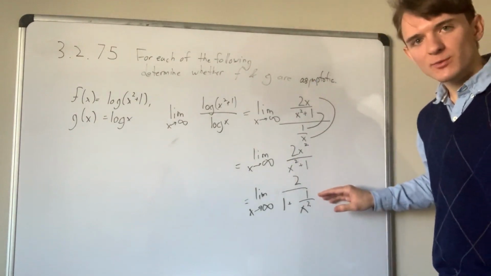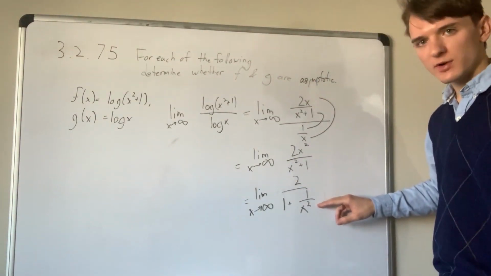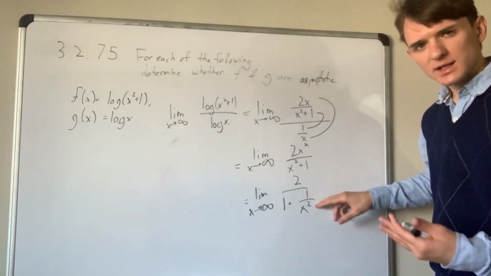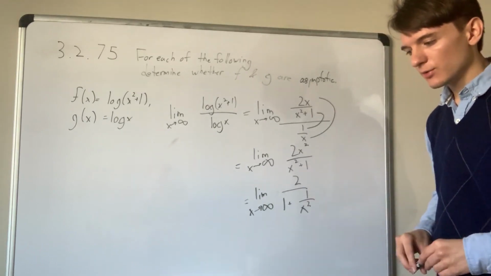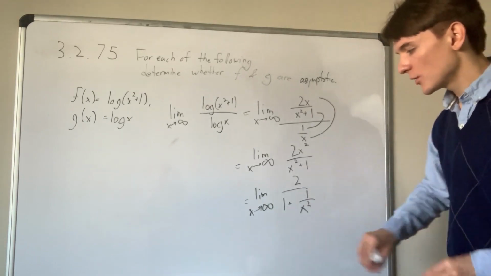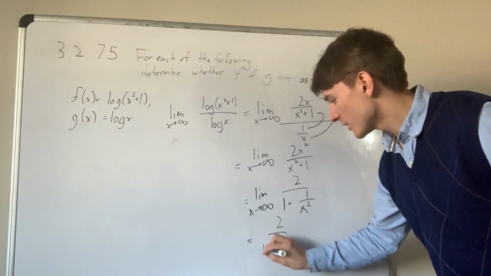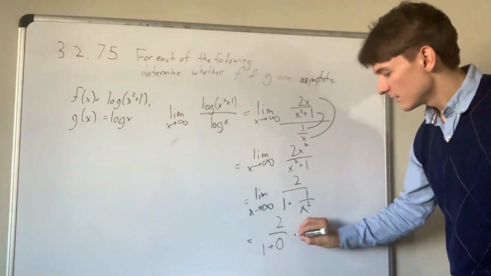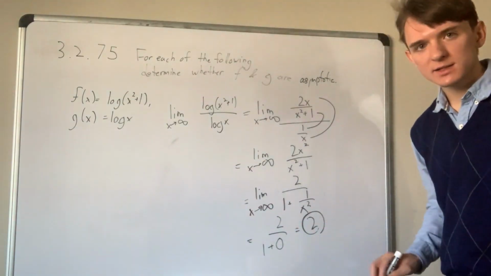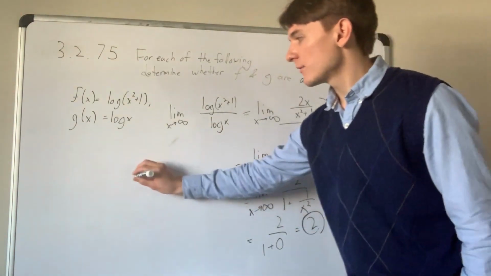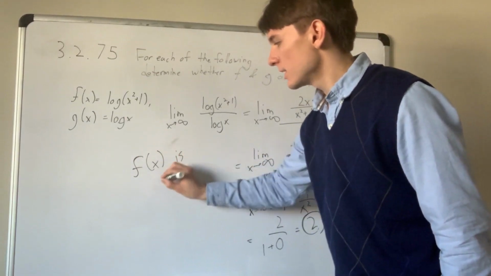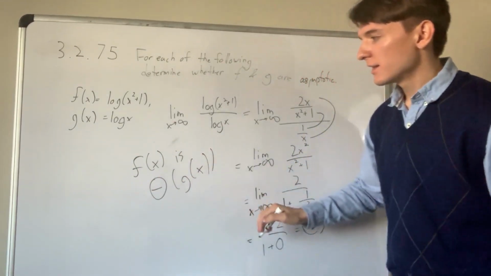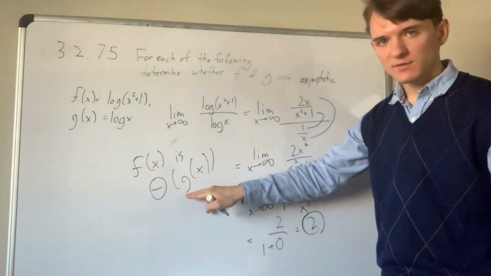Okay, now at this point we're done. 2 divided by 1 plus 1 over x squared is some constant divided by something that has an x squared in it. So this will tend to 0, and we get 2 divided by 1 plus 0 once we apply our limit. And now we're really done. This is just equal to 2. Because it's a constant which isn't 0, we say that f of x is big theta g of x. That is to say that f of x is tightly bound by g of x.